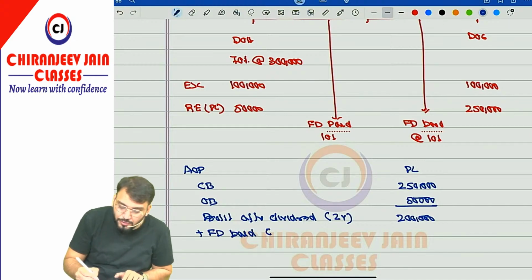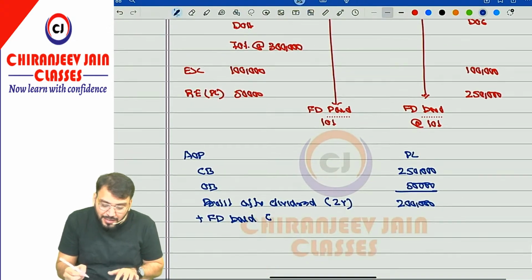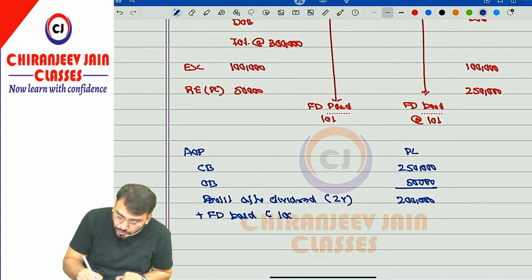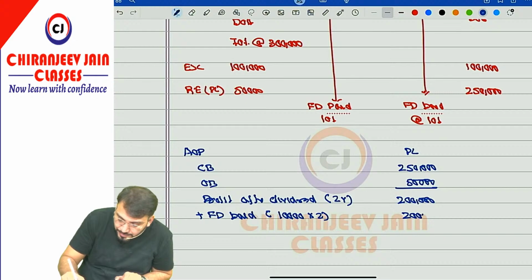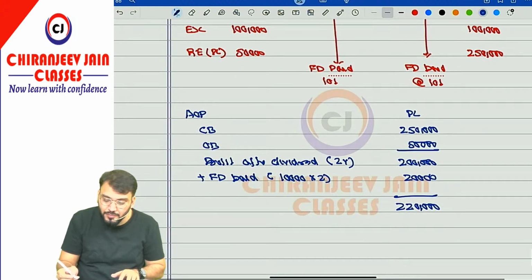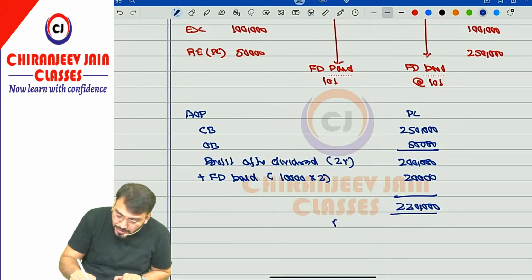Final dividend paid. So 2 times it is 10% of 1 lakh. Means can I say 10,000 into 2? 2 years, so 20,000 will be added. So this becomes 2,20,000. Now this will be allocated to pre and post.